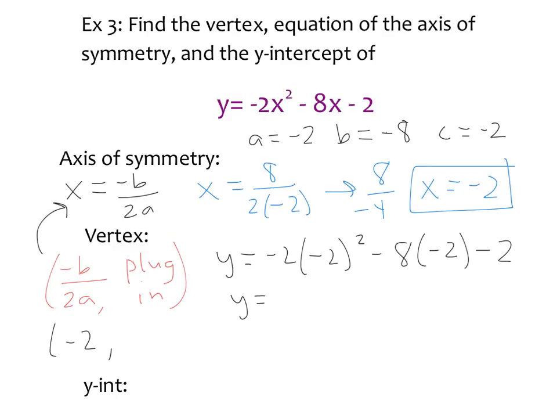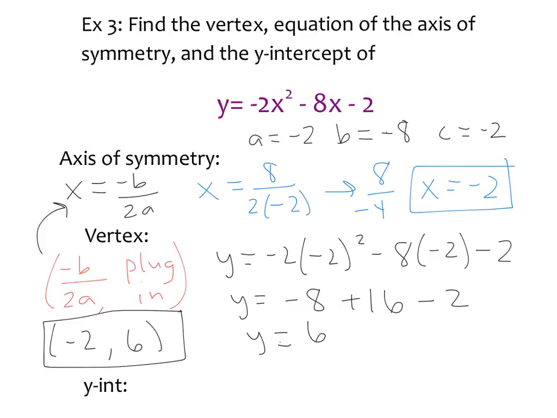So y equals -2 squared, which is 4. 4 times -2 is -8. Minus 8 times -2 is -16, so if I minus a negative, that's really plus 16, and then minus 2. Do those calculations, and you get y equals 6. So your vertex is (-2, 6).